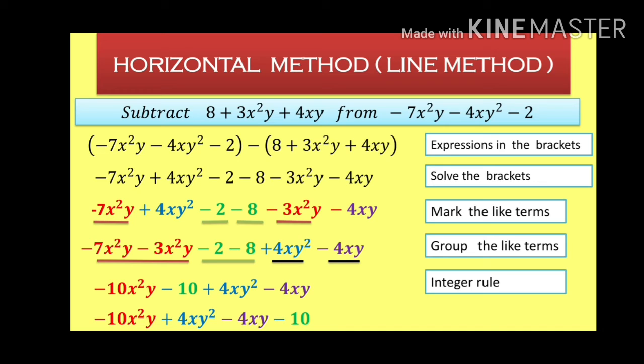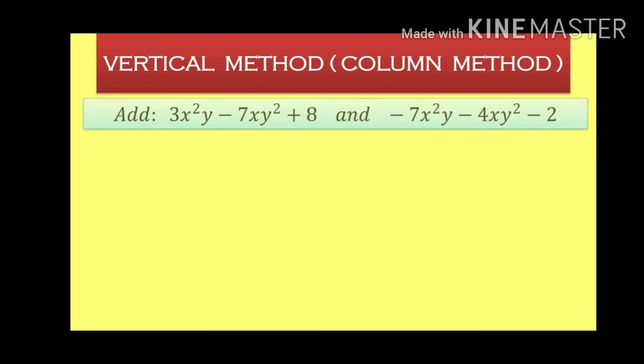So wherever we are able to group the like terms, we will group them. Whenever we find an unlike term or a single term, we will just keep it at the last as it is. Now the next one is the vertical method, or the column method. The column method is the same way that we have used in adding numbers. According to the place value, when we add ones place under ones place, tens place under tens place, the same thing here. Suppose it is given: add 3x squared y minus 7xy squared plus 8 and minus 7x squared y minus 4xy squared minus 2.